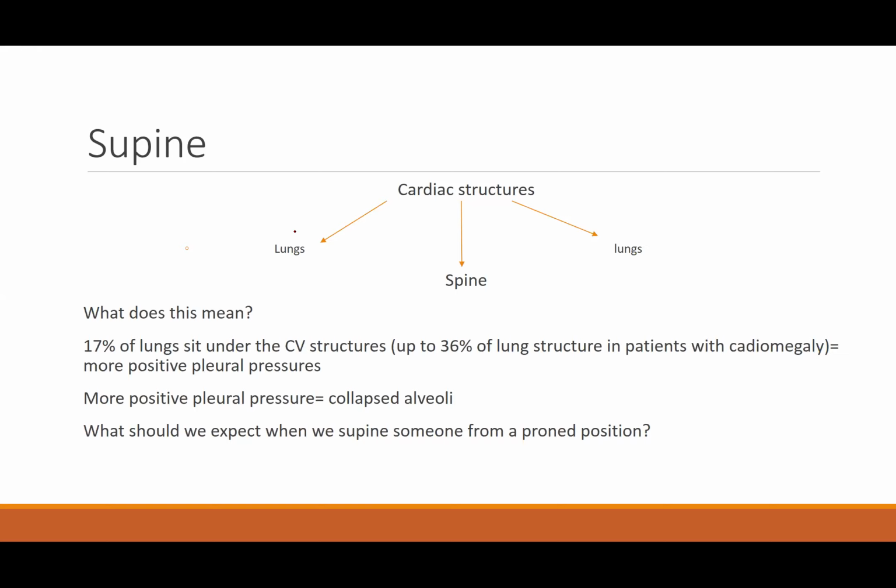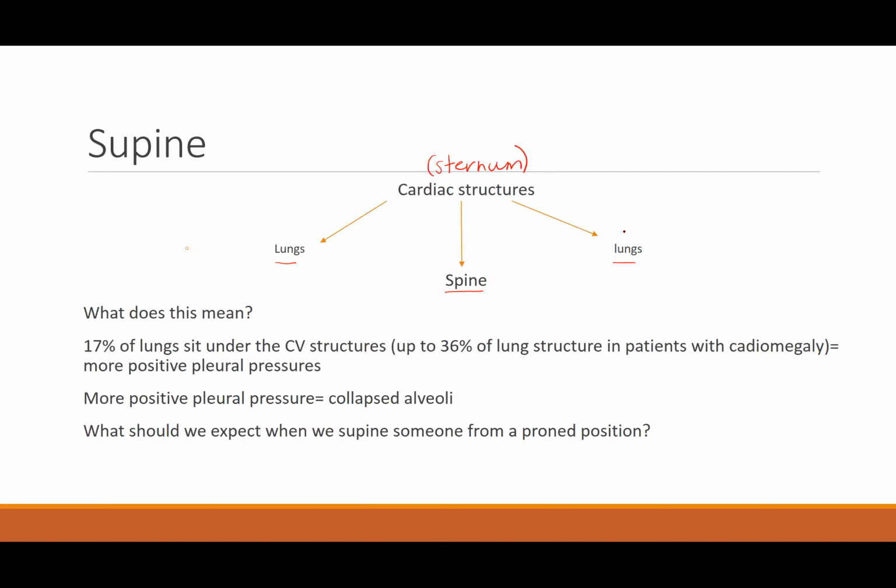So let's look at what's happening hemodynamically when I have a patient in the supine position. This is an individual lying straight on their back. This is their spine down here, and then I've got the lungs right here. The sternum is up here. When I'm lying flat on my back, I've got the cardiac structures all sitting on, putting pressure on the lungs and the spine.